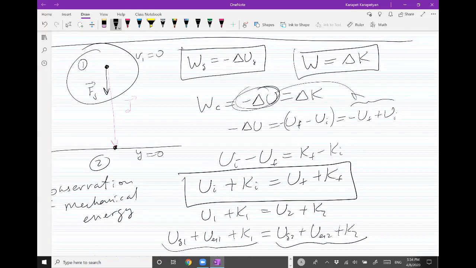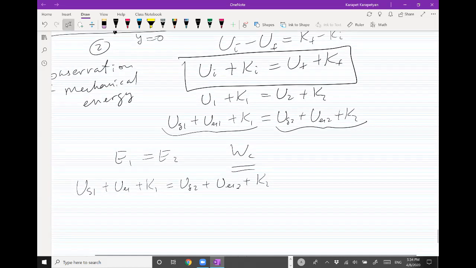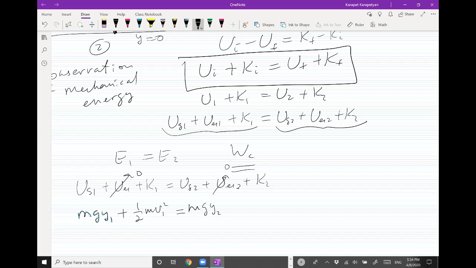Let's say I want to find this V2. I can rewrite the gravitational potential energy at point 1 as mgy1. For elastic potential energy, there's no change in shape, so this is 0 and I can ignore that. Then plus 1/2 mv1 squared. And on the other side, gravitational potential energy at point 2 becomes mgy2 plus 1/2 mv2 squared.